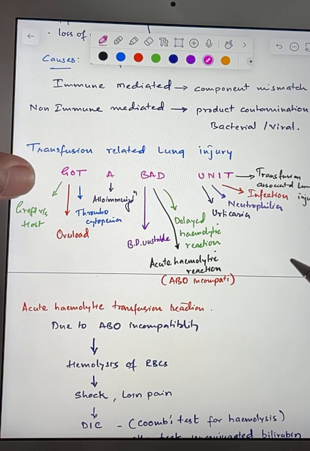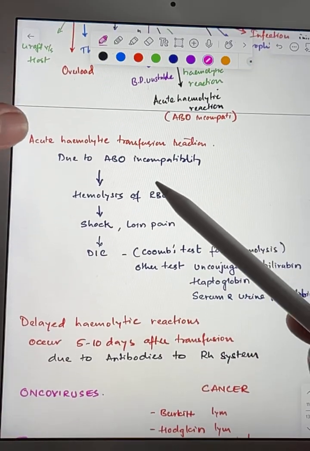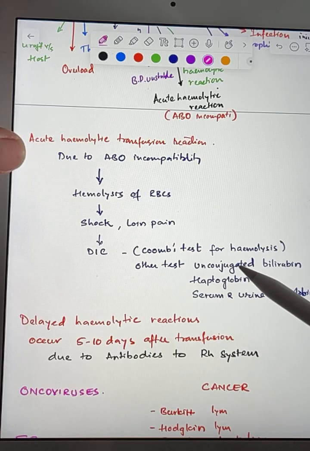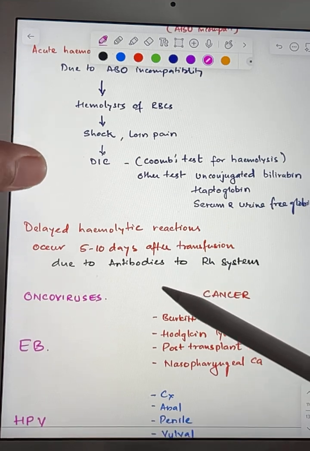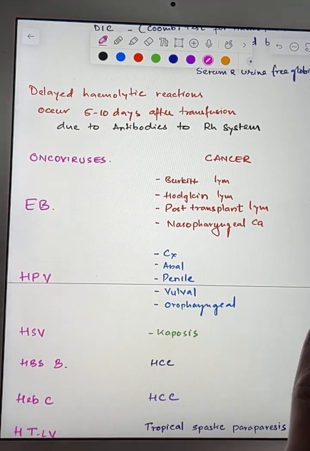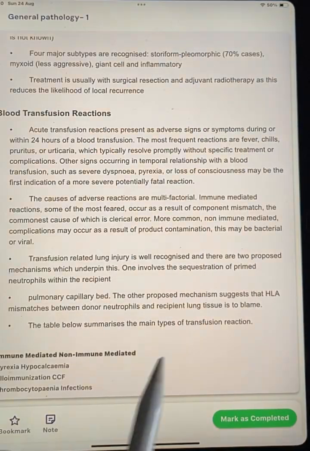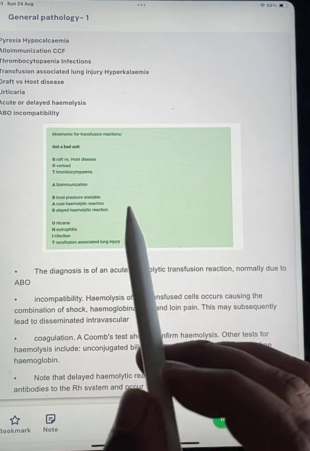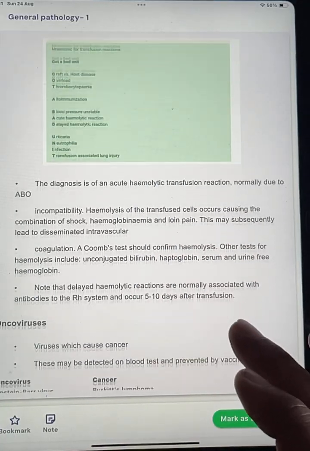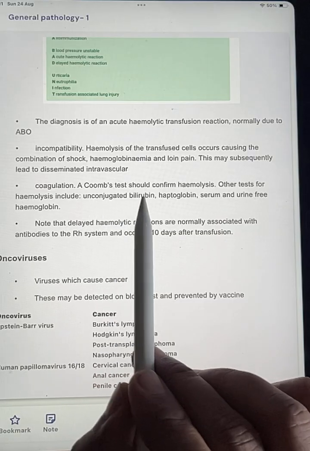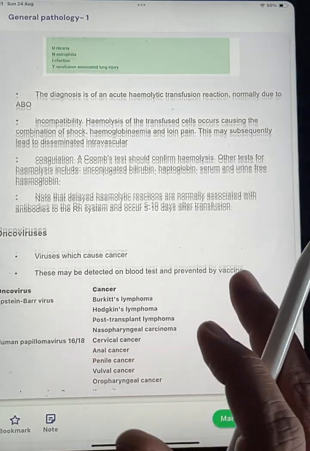T is transfusion injury. Acute hemolytic transfusion reaction is due to incompatibility, hemolysis of RBC, shock, loin pain, DIC. Coombs test for the hemolysis. Other tests include unconjugated bilirubin. Delayed hemolysis may occur 5 to 10 days after transfusion due to antibodies. Immune-mediated reaction, got a bad unit. Coagulation, Coombs test should be done to confirm hemolysis.